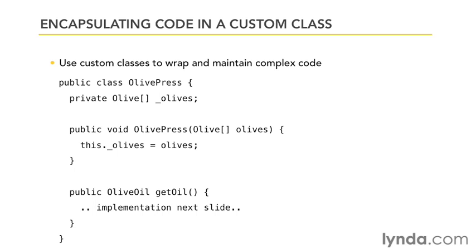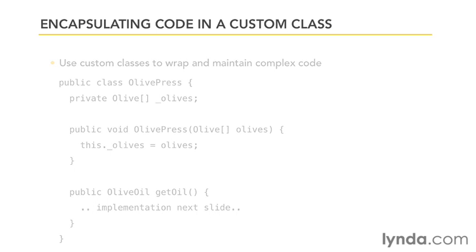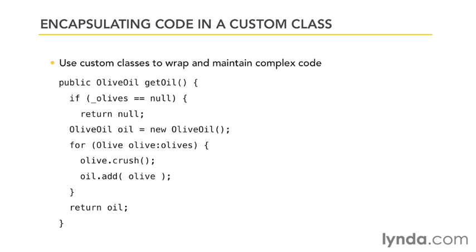And then I might have a constructor method that allows me to pass that data in as I create an instance of the class. Then I might have a method called getOil that can be called from anywhere in the application. This method would encapsulate the complexity of how you have to loop through the list of olives, crush them, and add them to the olive oil. The developer of this class needs to understand and deal with the complexity, but the user of the class only has to call the getOil method.